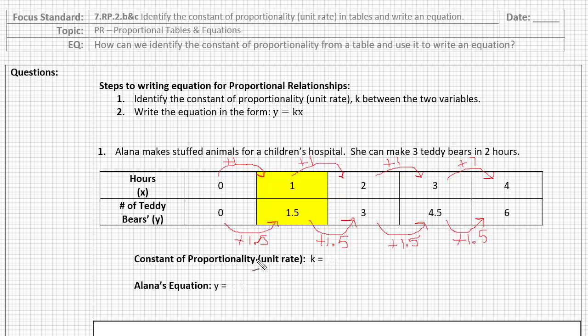Can you identify what the constant of proportionality is? And then can you write it in this form of an equation right here?